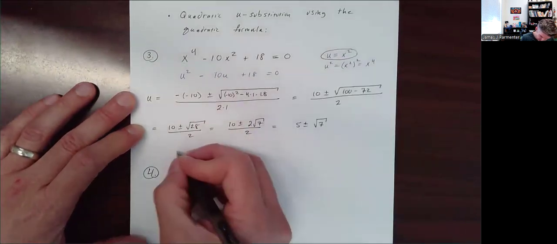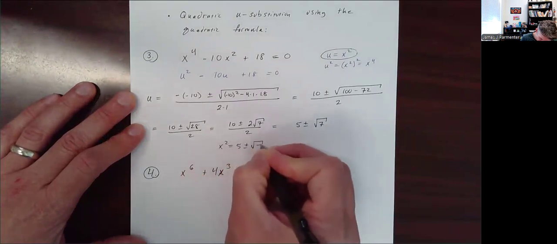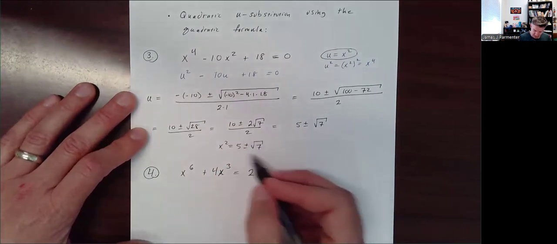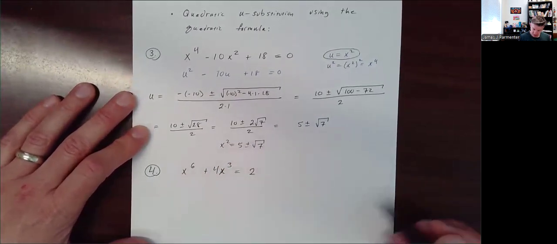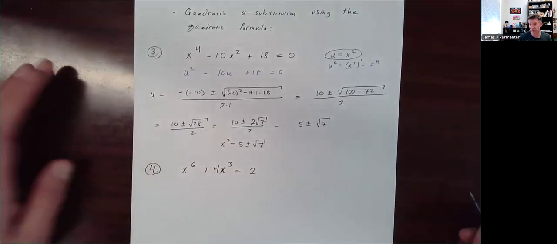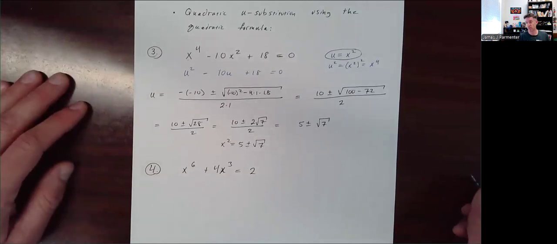so we're going to say that x squared is equal to 5 plus or minus the square root of 7, and then we're going to square root both sides. It's important to think about whether or not this is positive or negative. Certainly 5 plus root 7 is positive. 5 minus root 7 is also positive because 5 is bigger than the square root of 7. 5 is the square root of 25, and the square root of 7 is smaller than that.